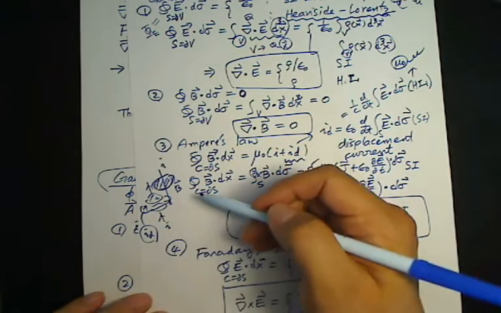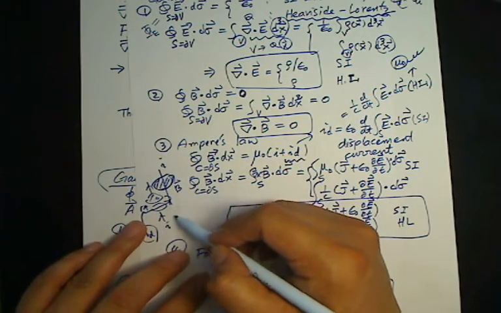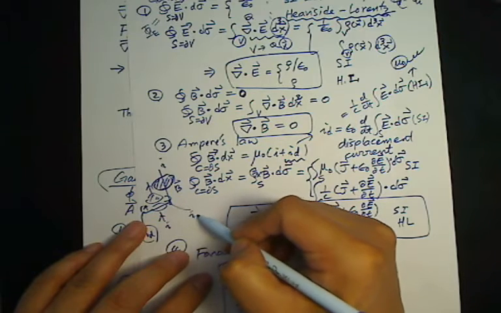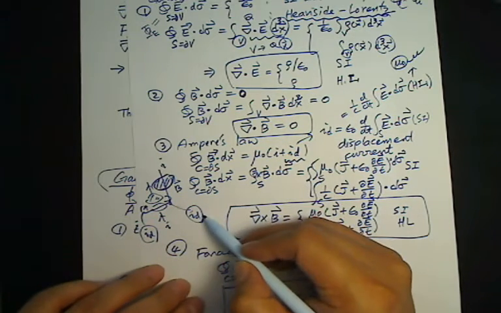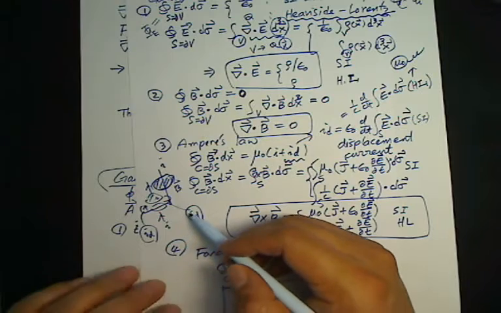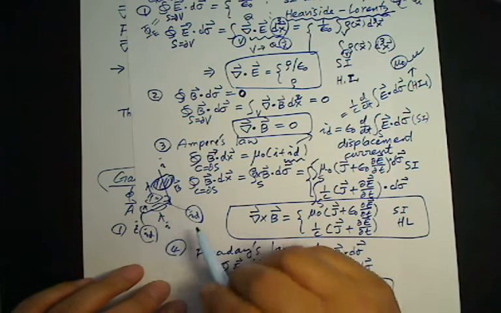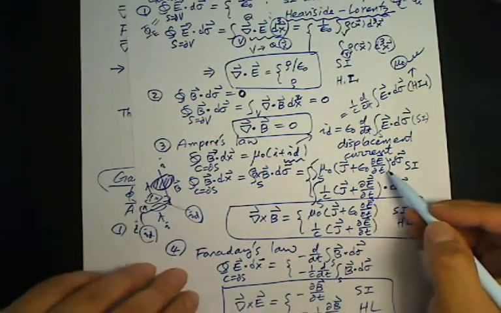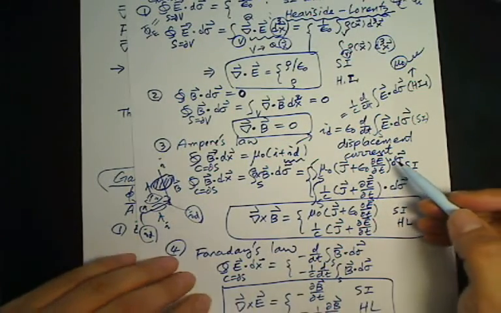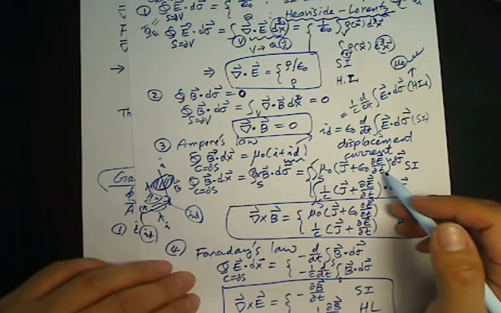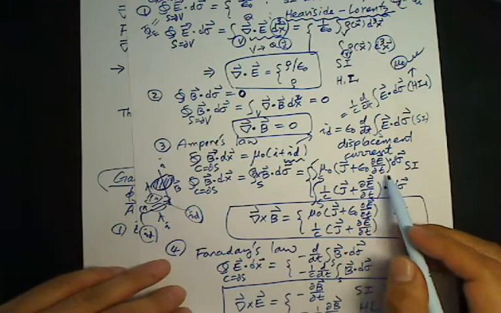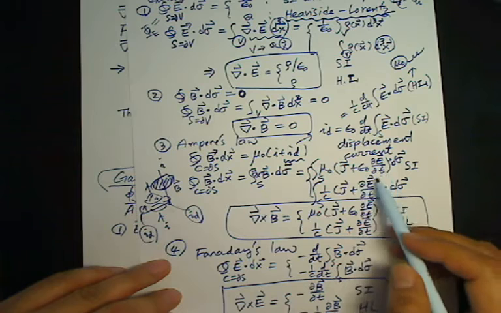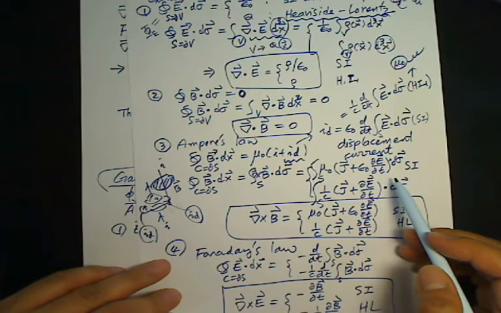This is called the displacement current. In here, the displacement current I_D is obtained due to the existence of the electric field's time derivative. If the electric field changes with time, a magnetic field is generated. Therefore, we call this one the displacement current. All right?